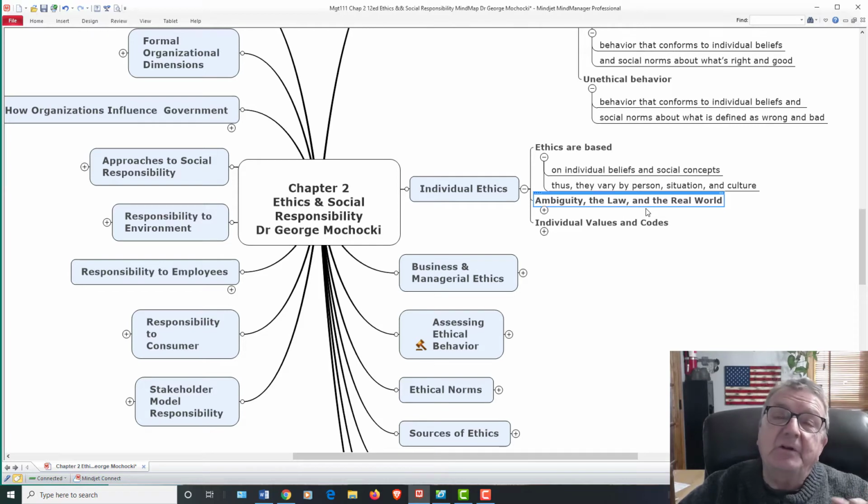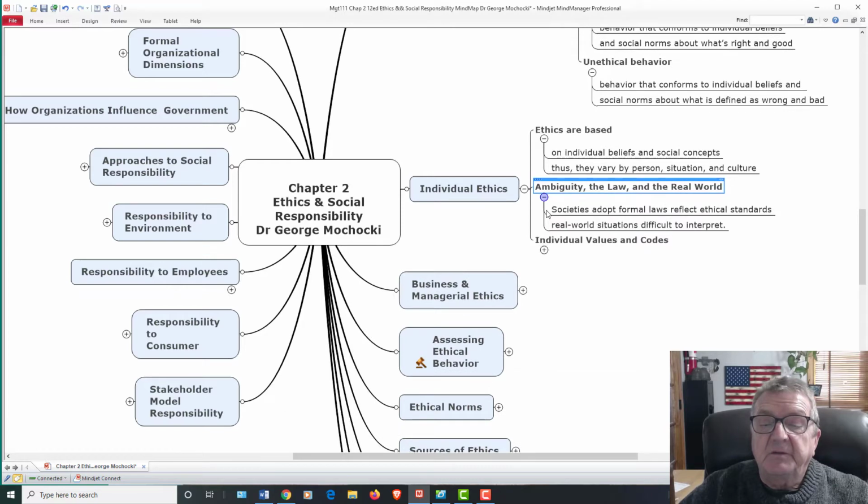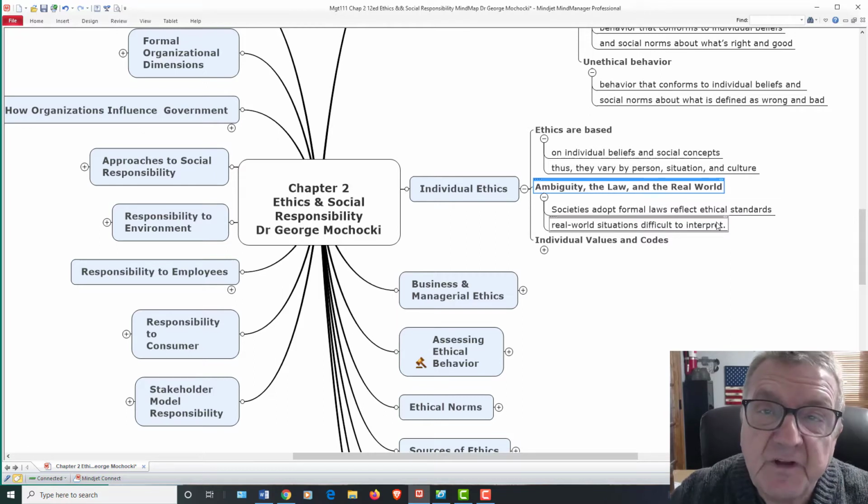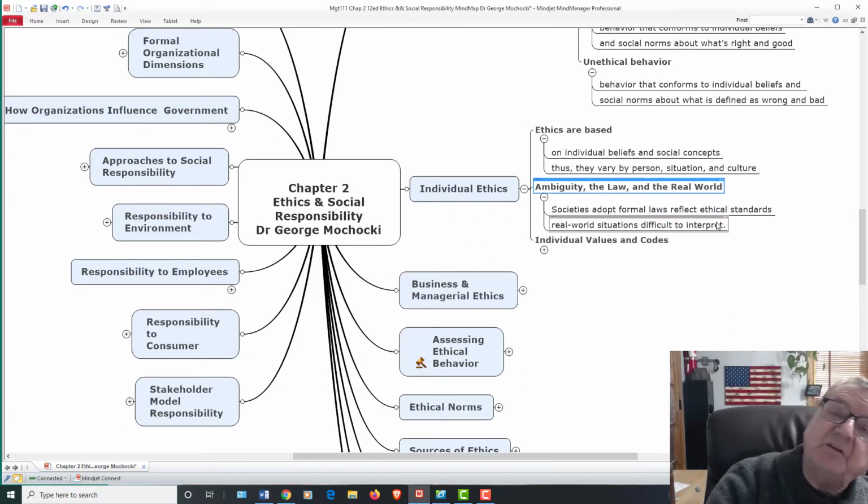Okay, individual ethics. So ethics are based on two things, right? Are based on my beliefs and society's beliefs. And it varies by the person, by the situation. If I'm unemployed, I may say, okay, my ethics may be a little bit more open for things that I might not have done if I had the money. Maybe I say, hey, I'm hungry. I got to eat or something.